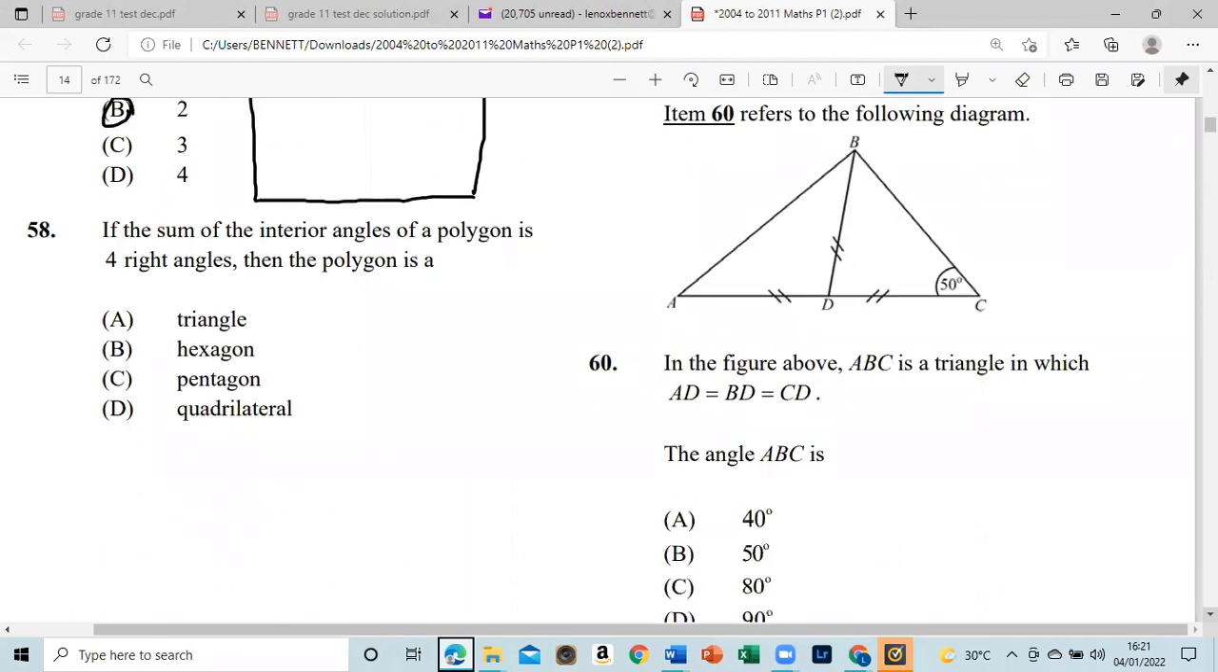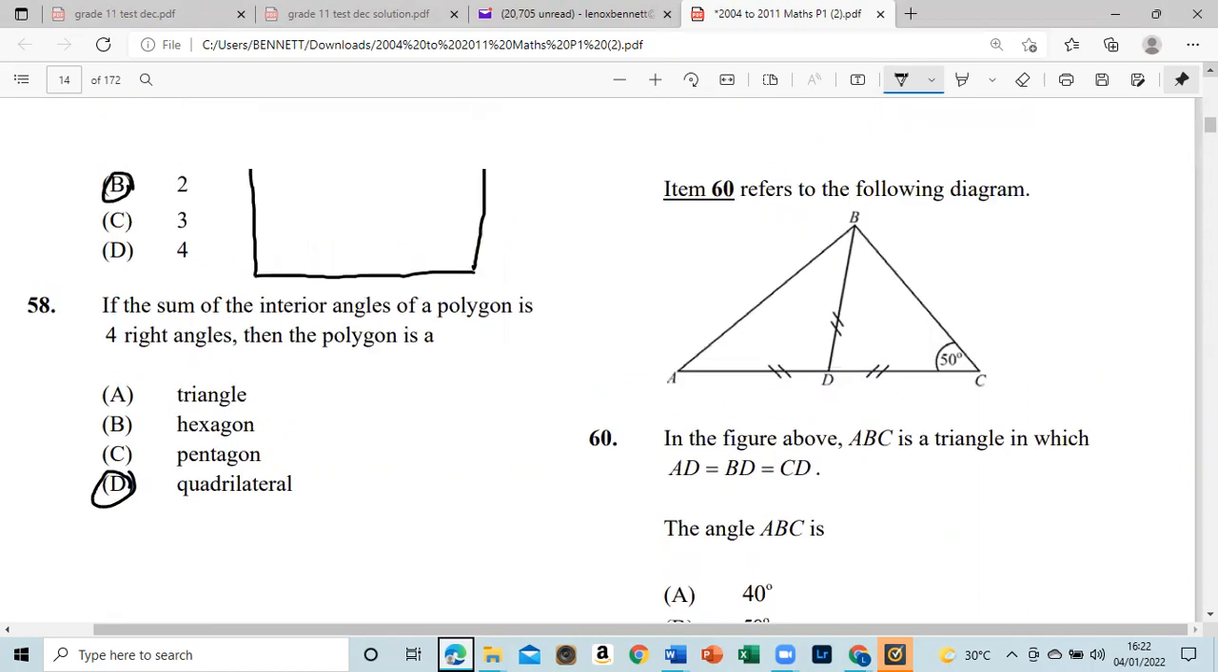If the sum of the interior angles of a polygon is 4 right angles, then the polygon is a triangle, a hexagon, a pentagon, or a quadrilateral. And that would be D, a quadrilateral. Alright, let's move on to 59.